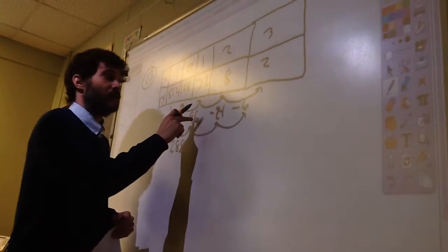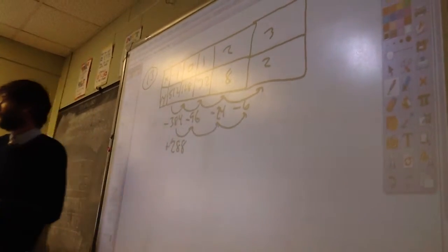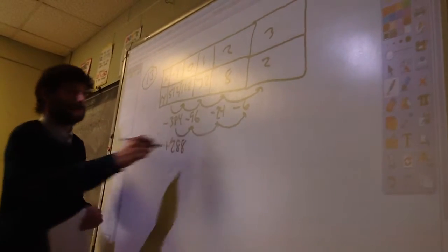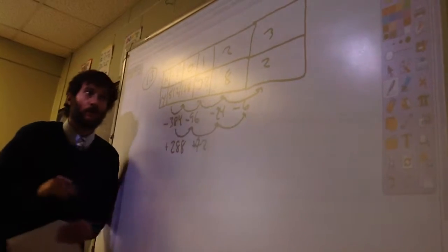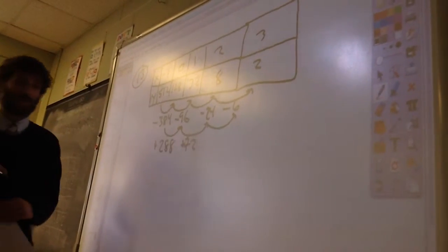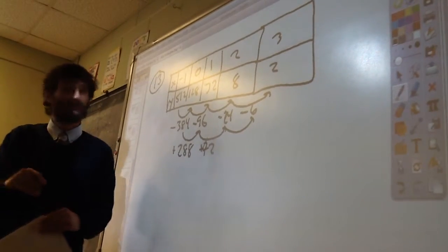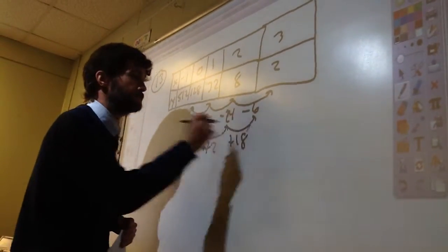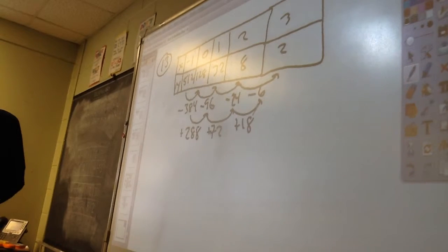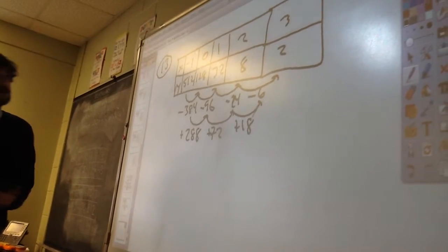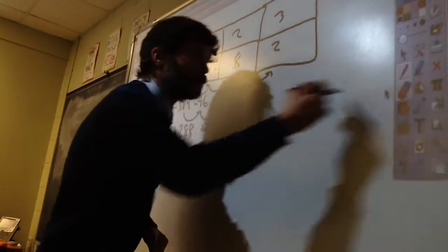What do I have to add to get from negative 96 to negative 24? 72. What do I have to add to get from negative 24 to negative 6? 18. Adding 18. So the second differences aren't constant either. So that means it's not what? It's not quadratic. So I'm assuming it has to be exponential.